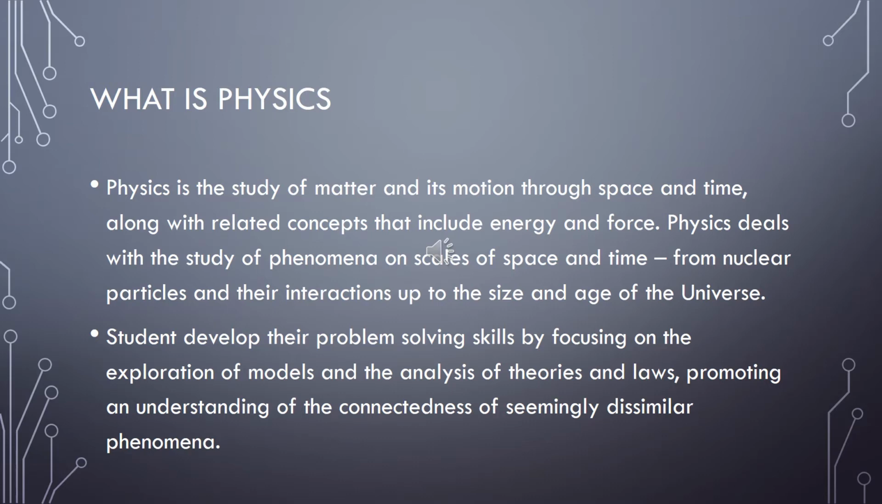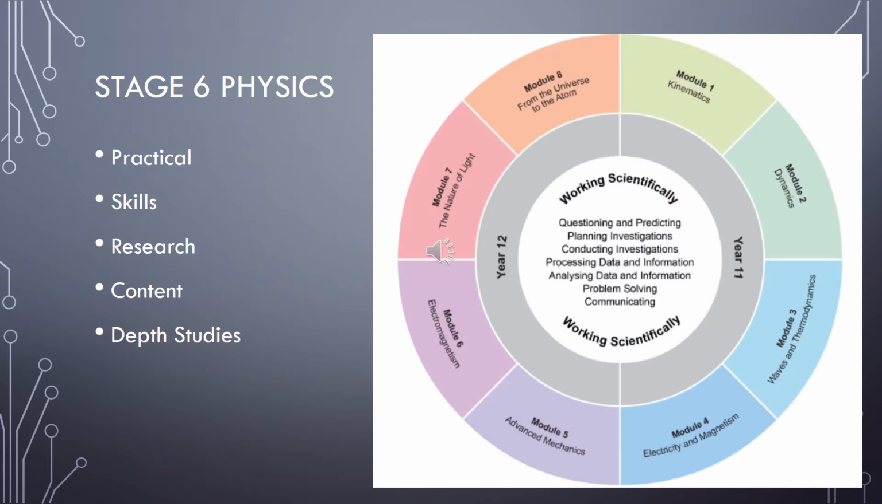Students develop their problem-solving skills by focusing on the exploration of models and the analysis of theories and laws, promoting an understanding of the connectedness of seemingly dissimilar phenomena that you actually don't realize are related in so many ways. Like all Stage 6 science topics, physics encompasses a number of skills. You look at practical skills and you conduct first-hand investigation. You look at problem-solving skills, such as graphing and analyzing trends. You will do research. You will have some knowledge content you need to learn, and you will conduct depth studies.